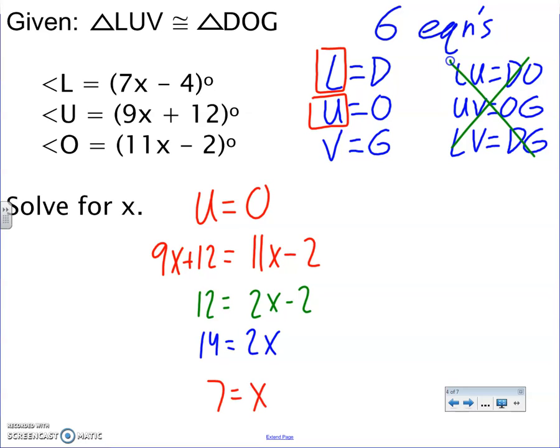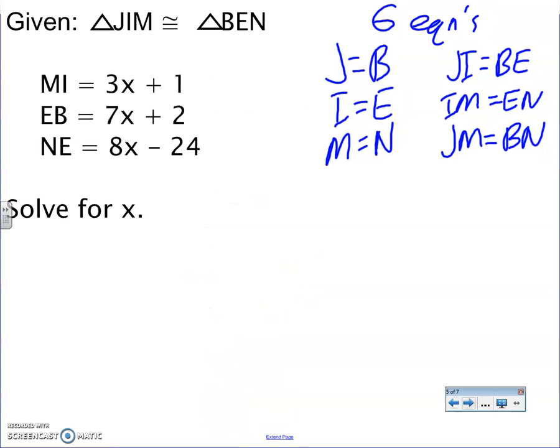Question says, what is x? We found it. You can plug it in if you want to, but we don't need to. So we knew u equals O. The L was the distractor. Alright, let's try another one.